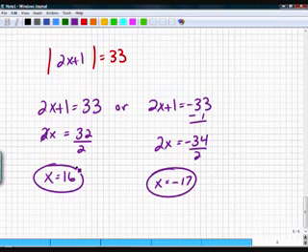You could check that. Plug in a 16. 2 times 16, does anybody know that? 32 plus 1. So the absolute value of 33, is that 33? Sure, that checks out. Plug in negative 17. 2 times negative 17. Does anybody know that? Negative 34. Add 1, you get negative 33. Is the absolute value of negative 33 equal to 33? Yes, checks out.